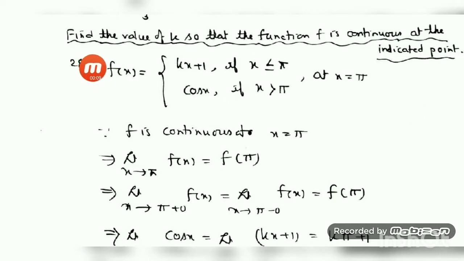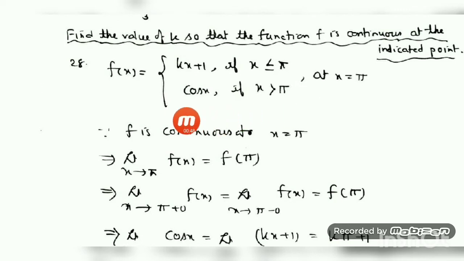So your first question is: find the value of k so that the function f is continuous at the indicated point. We have done two of this type of question in the last video. Now we will do a few more questions. It is given that the function is continuous at the indicated point and your aim is to get the value of k. Your function is f(x) = kx + 1 if x ≤ π, and f(x) = cos x if x > π, at the point x = π. So this is your question.